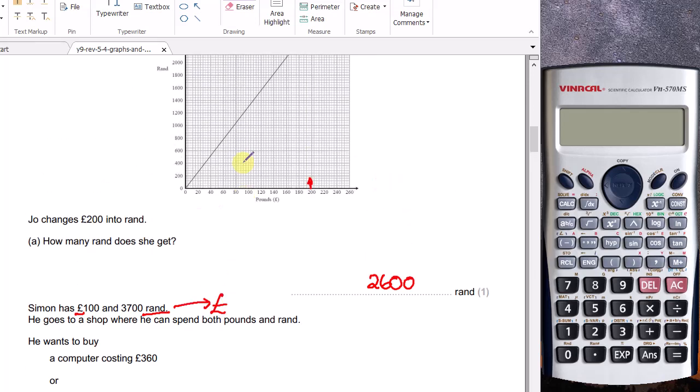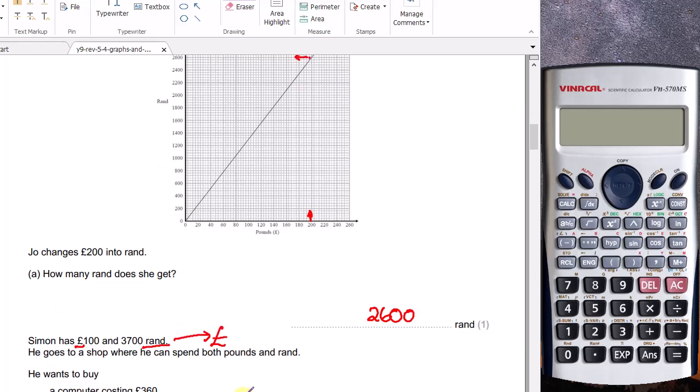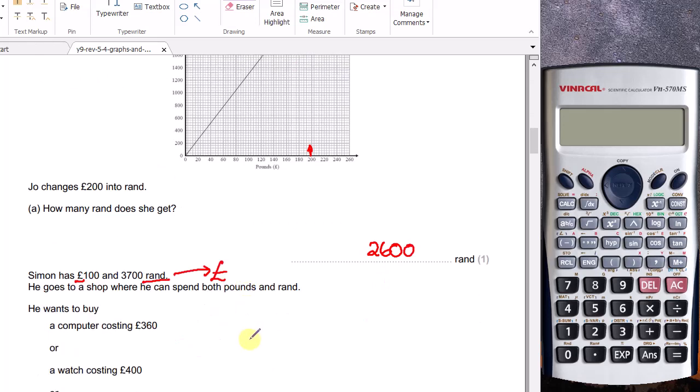So go to the graph on 3,700, and there isn't one, which gives us a problem. Now this is where understanding proportional graphs is useful. Because we can't use direct reading, what we need to find is we can convert 3,000 and we can convert 700 separately. It's up to you which numbers you use, but I'm going to split it into 3,000 rand and 700 rand. And I'm going to change those into pounds using the graph.